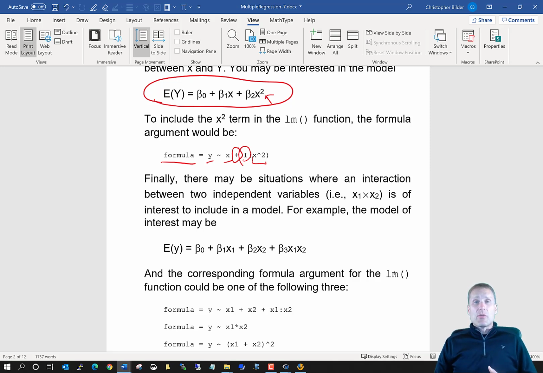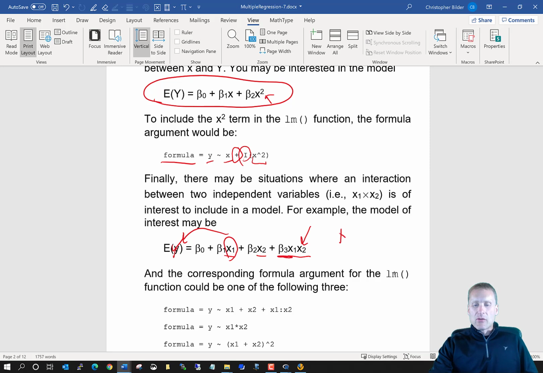Now there also may be situations where you want to include what's called an interaction in one of these models. So let's say we have a model with x1, we have a model with x2, and what an interaction is simply x1 times x2. And basically what that is trying to capture is the fact that as x1 has an effect on the expected value of y, it also has another effect that depends upon what x2 is.